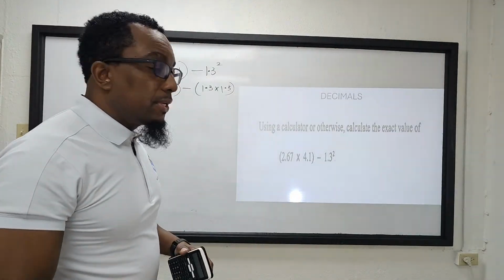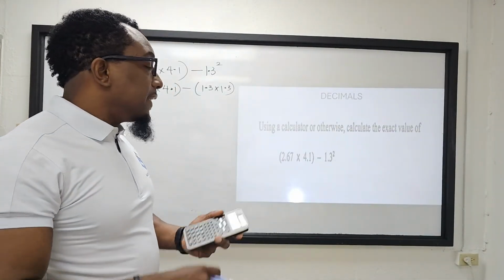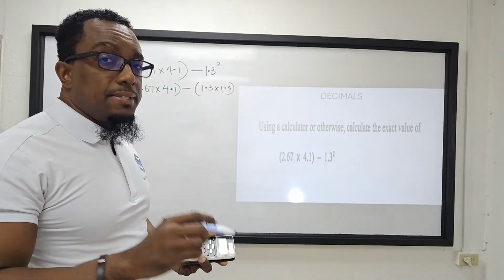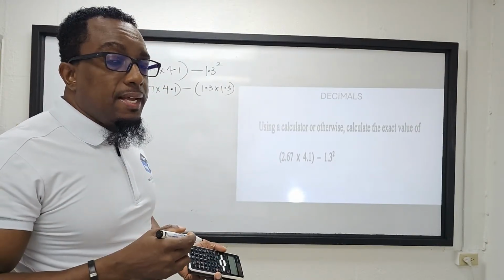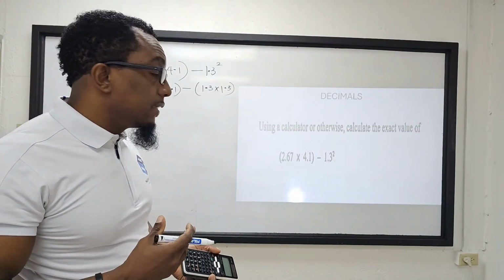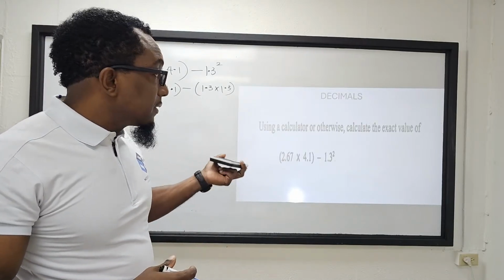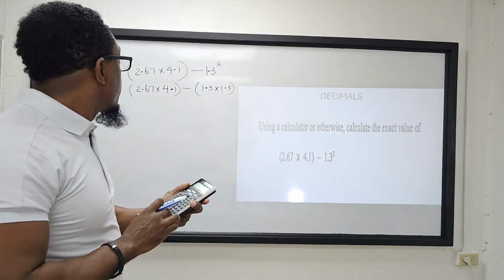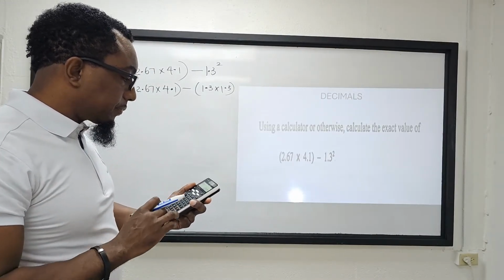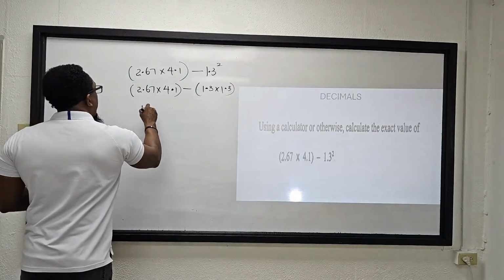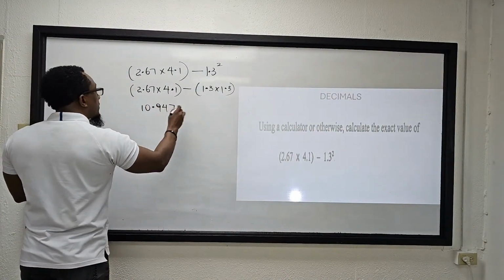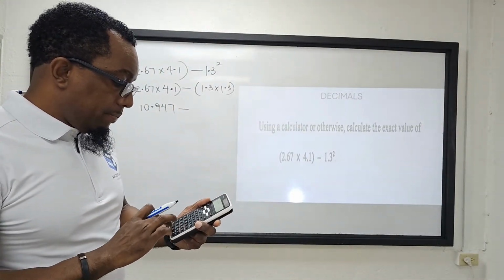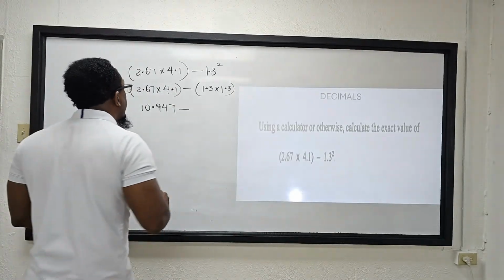Now even though they ask you to use your calculator, some students may take the entire question, type it into their calculator, and the answer they get, of course they would state that as the answer, but CXC likes to see steps, even though you are required to use a calculator for such a question. So the steps will be to show when we work out 2.67 times 4.1 to give us 10.947, subtract 1.3 times itself, 1.3 by 1.3, which will give us 1.69.